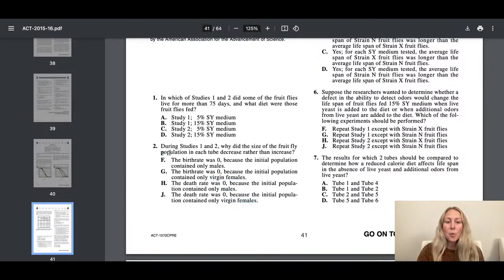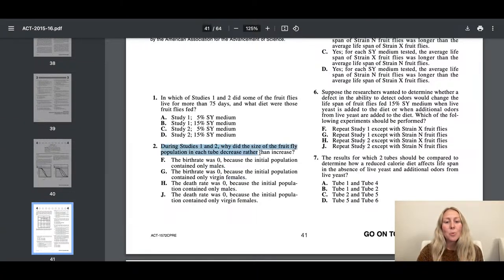Because they want to know why the population decreased, if the population is decreasing, they're dying. So what cannot be 0? The death rate cannot be 0 because the population is decreasing. If the death rate was 0, the population could stay the same or go up, but it could never go down, right? So it cannot be H, it cannot be J. What's the only difference between F and G? Males and females, right? That's the only thing we have to check for.